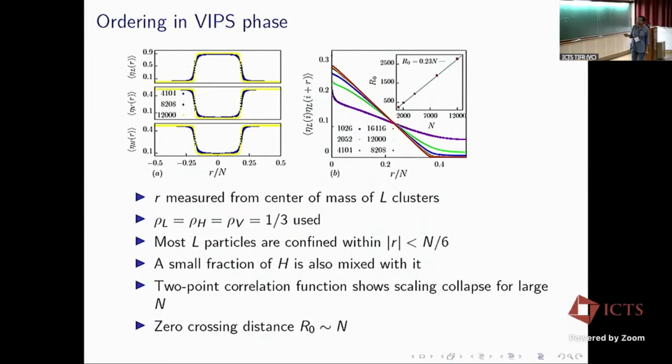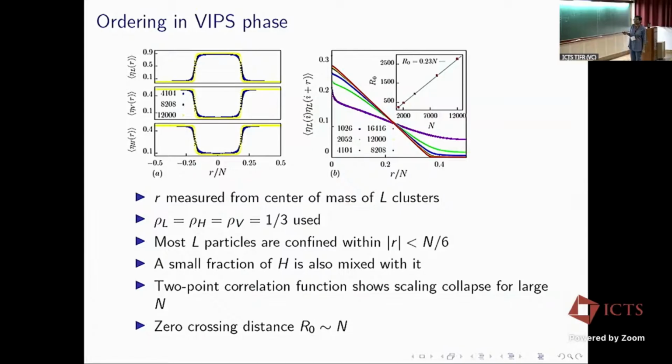So here I have shown the density profile. You see that the L particle density is now less than 1, but the fact that they are phase separated is very clear from this plot. And we have also plotted the 2-point density-density correlation for the L particles. For large system size, the correlation function shows a scaling collapse if you plot it across R over N, which shows existence of phase separation.